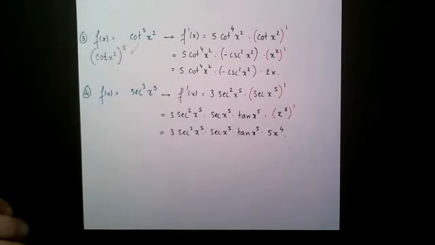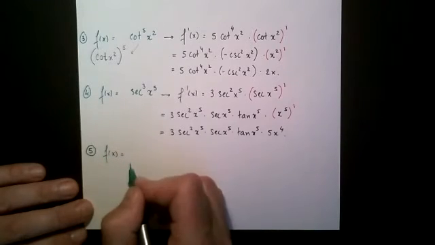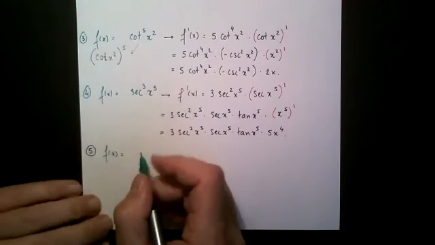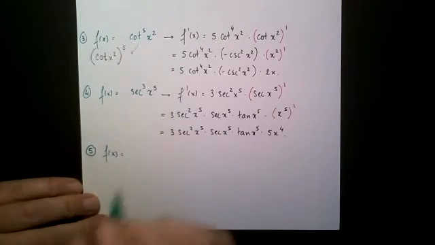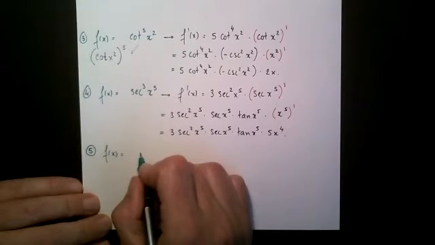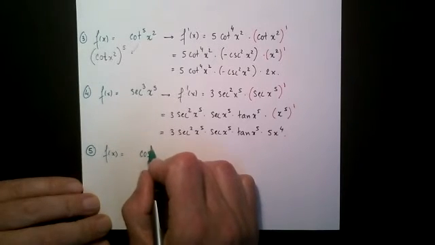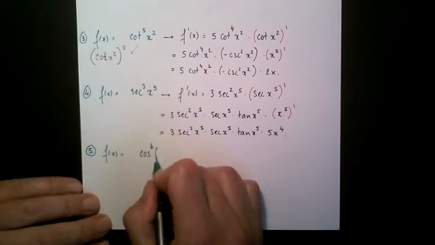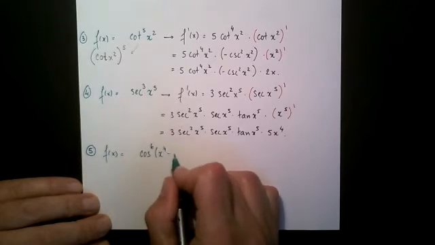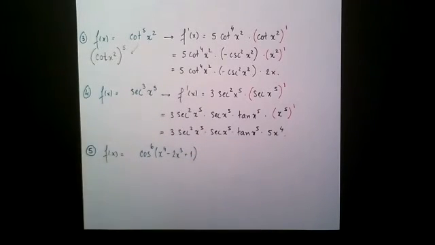Number 5. So let's say f of x is equal to, let me think, cosine to the power 6 of x^4 minus 2x^3 plus 1. I'm asking for f prime of x.